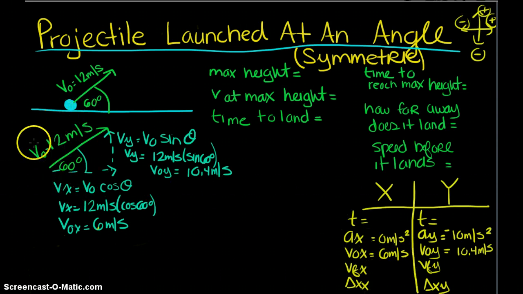So notice this 12 meters per second that was given as the launch velocity does not show up in this x and y t-chart. And the reason for that is because that is the resultant velocity. You can think of it as the actual launch velocity. And in this t-chart, we're just putting in the component of velocity, so the x component of velocity and the y component of velocity. Okay, anything else we know at this point? I don't think so. So now how can we find what we need?